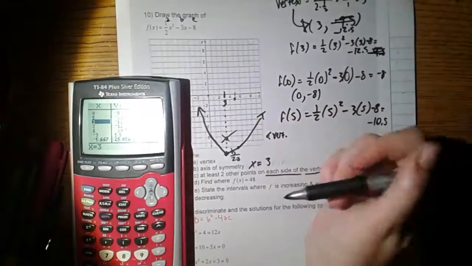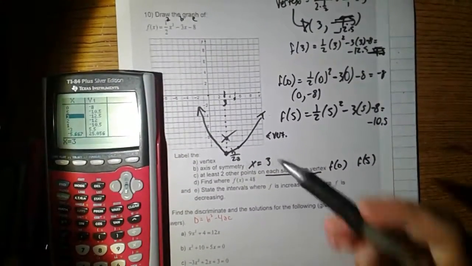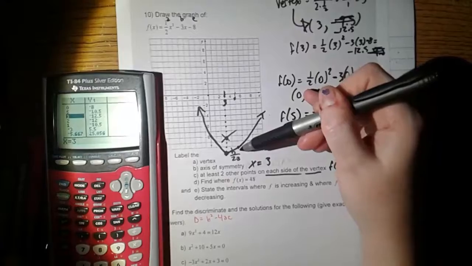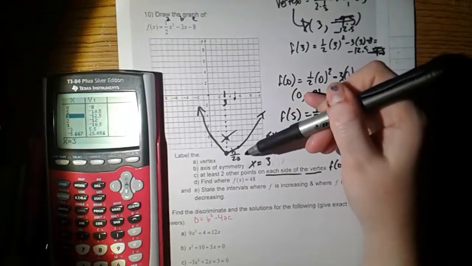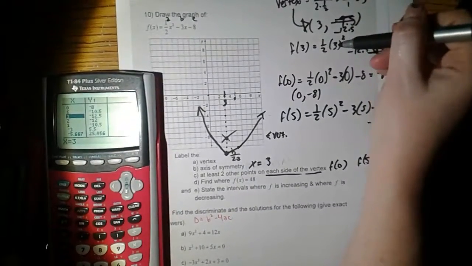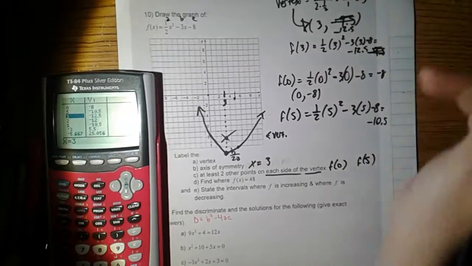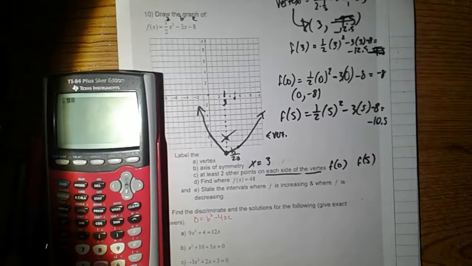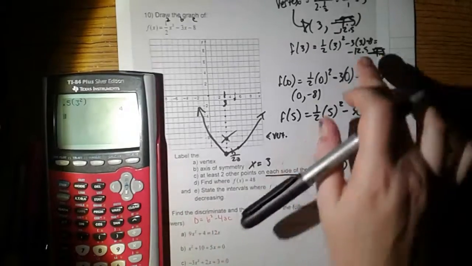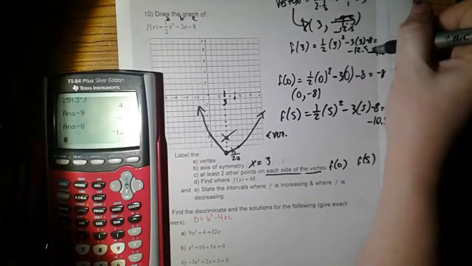So, do you see how I fixed my error? That's a big help when you're doing your test. Remembering your vertex is the lowest point. If I came up with a point that's lower than my vertex, I did math wrong somewhere. So please keep that in mind. I did a half times 3 squared. It's going to be 4.5 minus 9 minus 8. That does come out to negative 12.5.